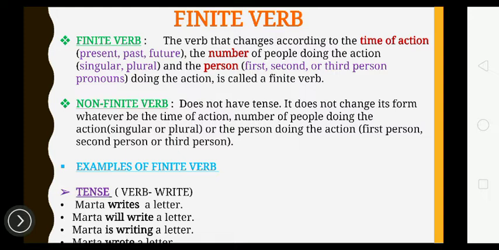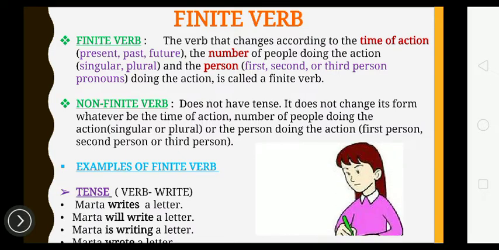And on the other hand, non-finite verb is directly opposite to the finite verb, because here tense, number, person are not going to play any role. Now let us take an example of finite verb. So here we can see the picture that someone is writing. Our main verb is write, and we will see how this finite verb works in the perspective of tense.